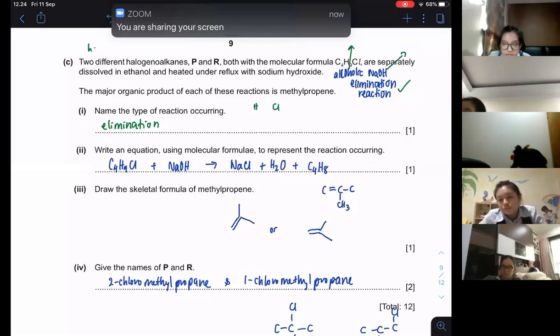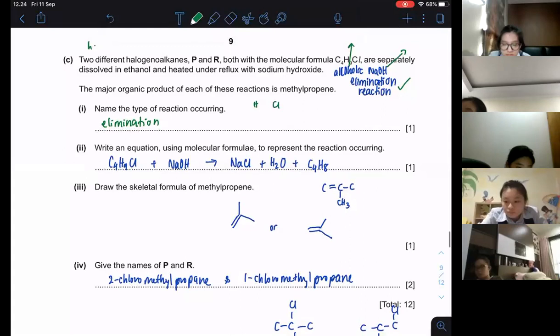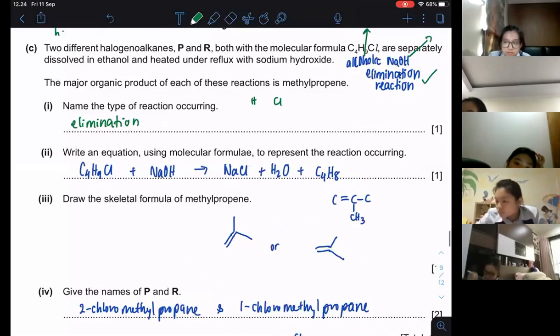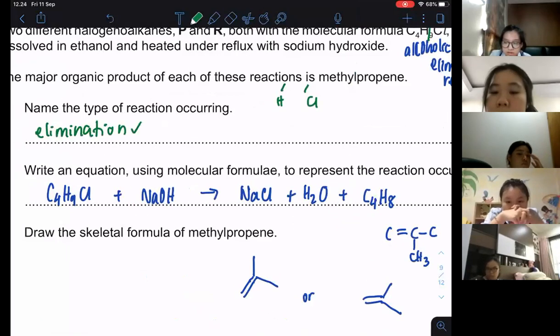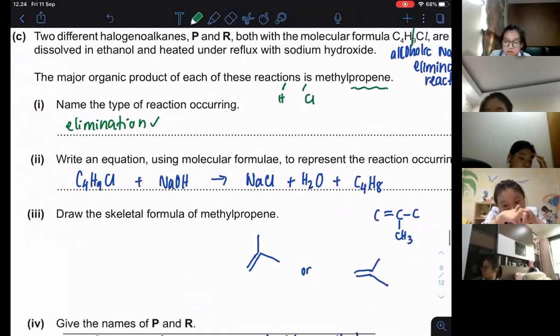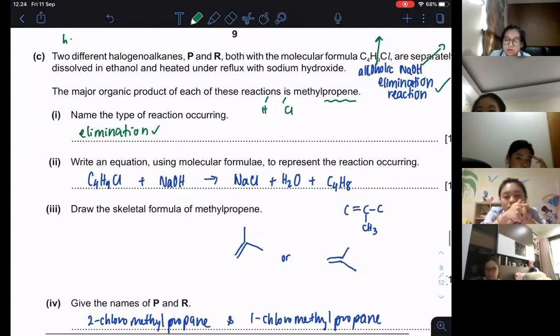Okay, so you can see I was actually writing about this elimination. So elimination: the H and Cl will come out, so we are going to have an alkene, a double bond will be formed. Now here they say write an equation using molecular formula to represent the reaction occurring. I think they have given the molecular formula over here.